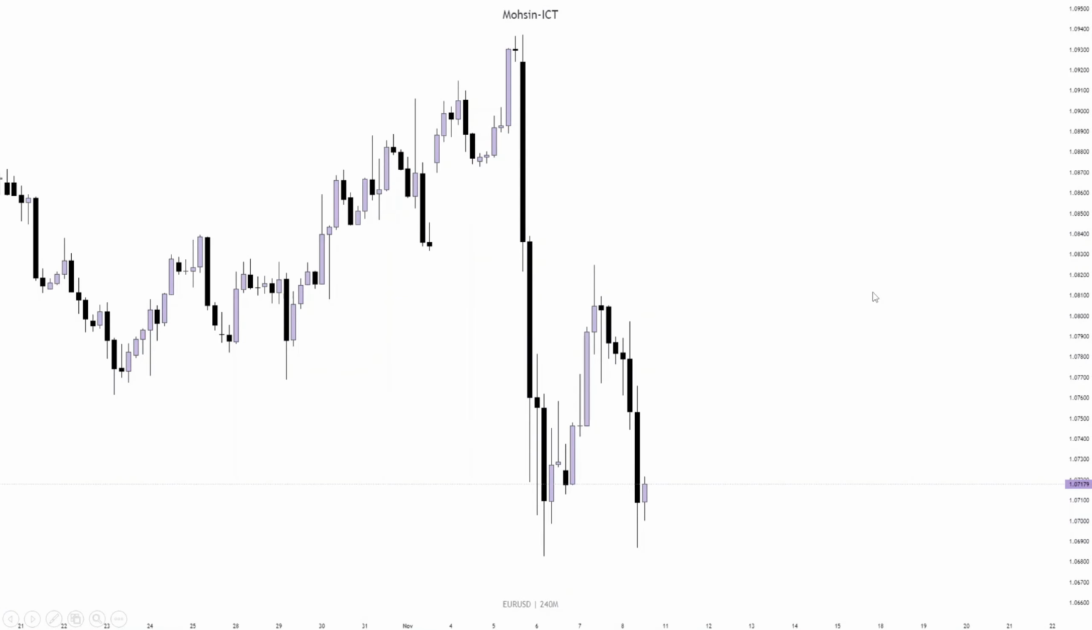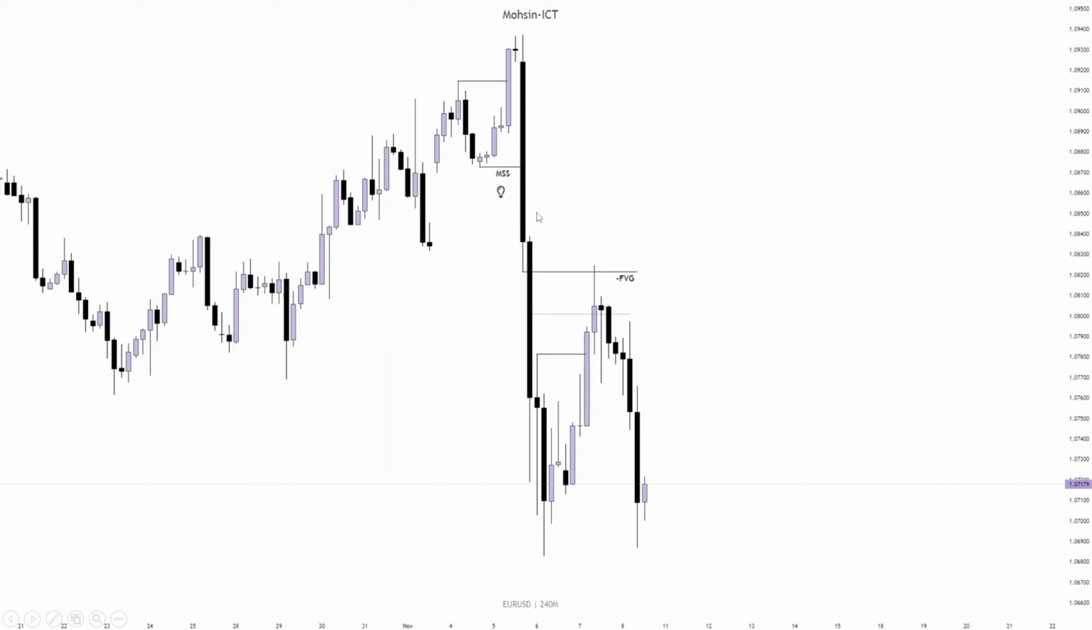Our next example, this is Euro Dollar. It's for the bearish order block. We are on our four-hour chart. This is also the most recent price action. This was the trade when Trump was about to win.